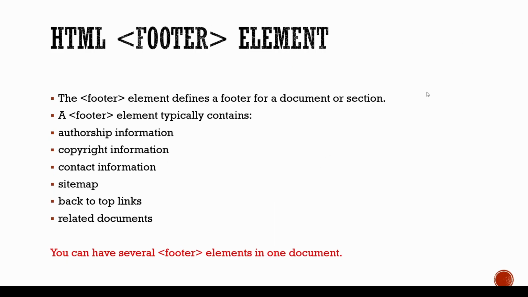And lastly, let's learn about the footer element. The footer element defines a footer for a document or section. A footer element typically contains authorship information, copyright information, contact information, sitemap, back to top links, and related documents. Now note that you can have several footer elements in one document. So let's have a look at it in our code.